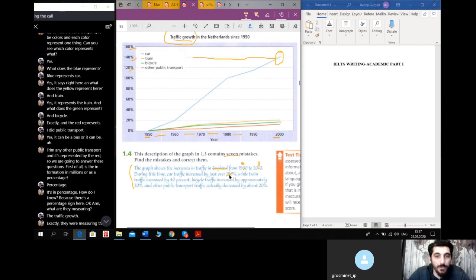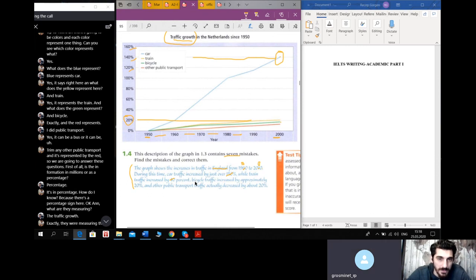Okay, so it's 140%, while train traffic increased by 40%. Train was yellow. It is also wrong. It increased by 20%. Exactly, it increased by 20%, right? So again, this is also a good information to give because this is the second highest. So when you're giving information in the graph, you want to talk about the high points, the first highest, the second highest, and, of course, at the same time, you want to give the correct information. So 20% is the correct information here.